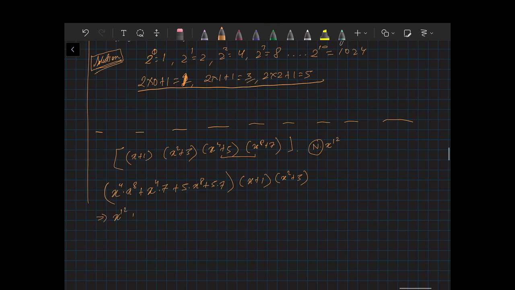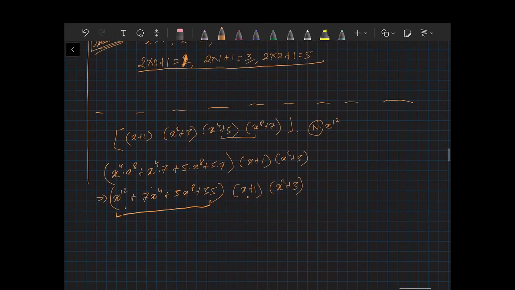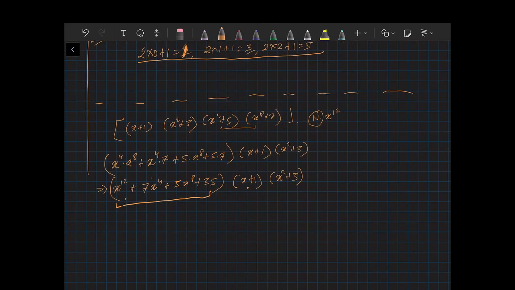So this becomes x to the power 12 plus 7 times x to the power 4, 5 times x to the power 8 plus 35, and x plus 1 and x squared plus 3. So far, what's the coefficient of N? 1. But we have not fully expanded this. This term will have to be multiplied by these 2 terms that are still remaining. Now think of it. When you multiply this term with this term, which term will only have x to the power 12? Only when this term multiplies with this term. Otherwise, any other multiplication will not create x to the power 12. Okay, you want to see that?